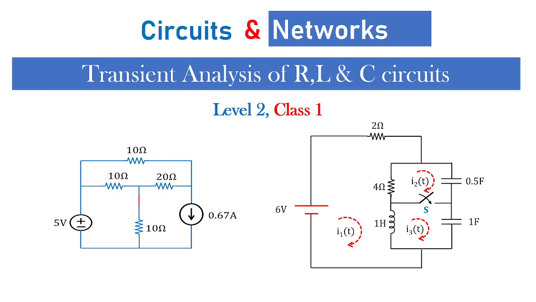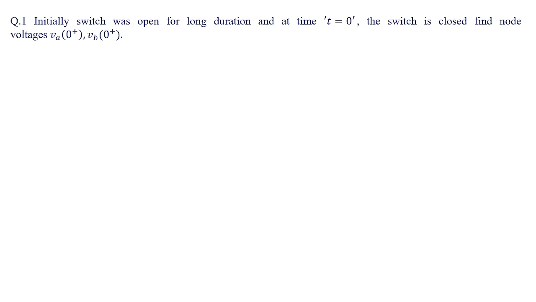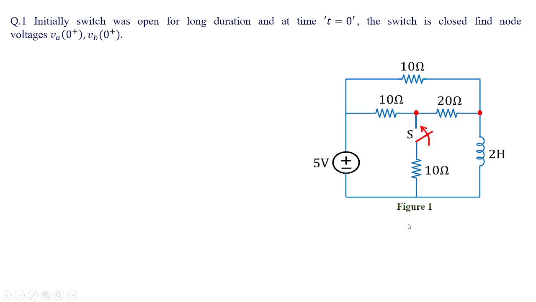So we'll start with the first problem where we can see a circuit is given, shown in figure 1, with a switch which is open and inductor and resistor parameters connected to 5 volts. Initially the switch was open for a long duration of time. At t equal to 0, the switch is closed. We need to find the node voltages VA of 0 plus and VB of 0 plus.